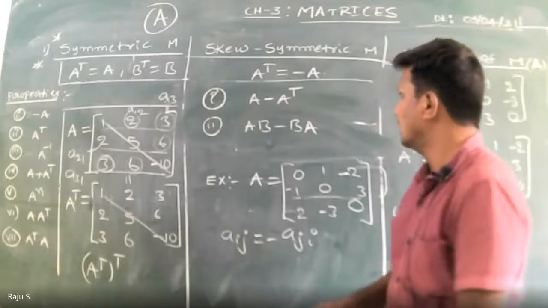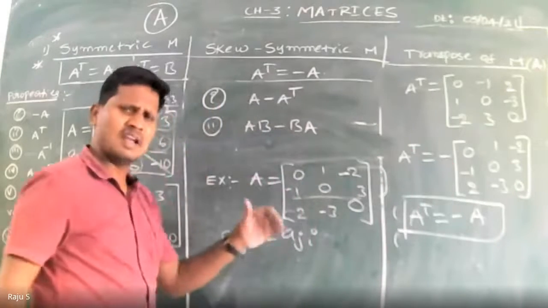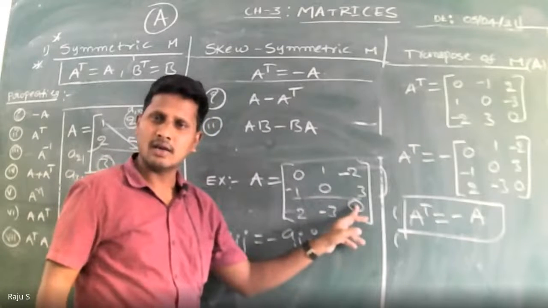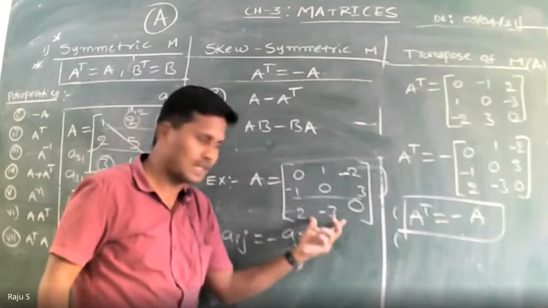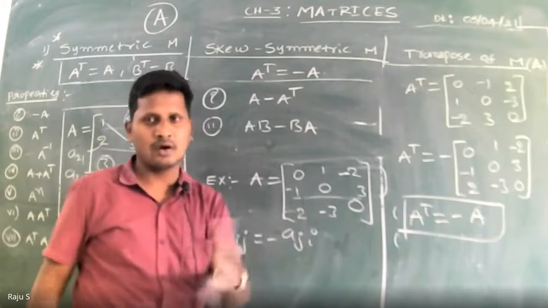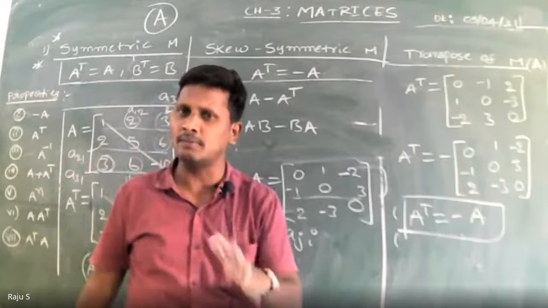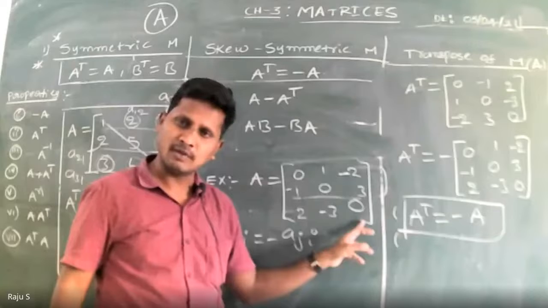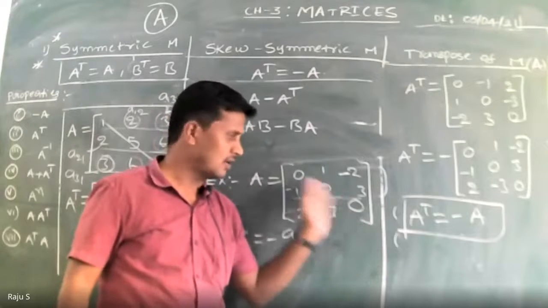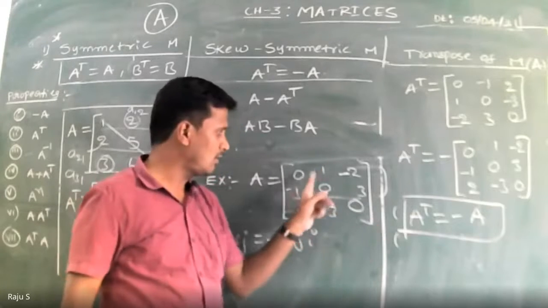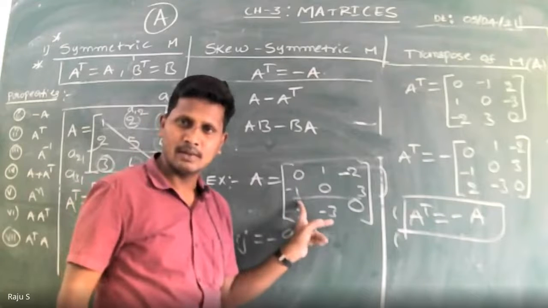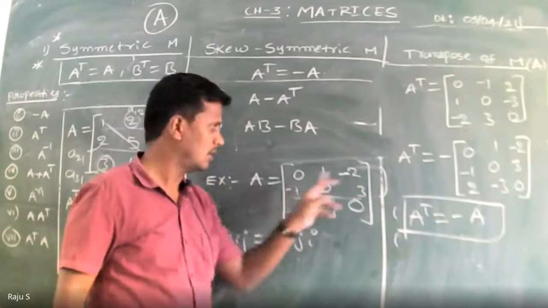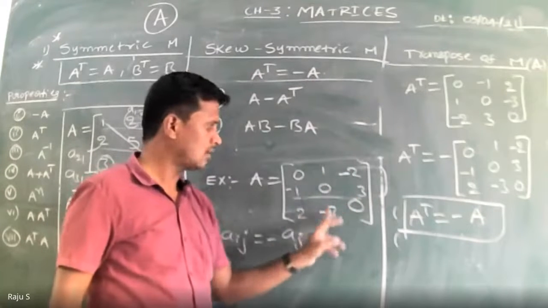We can take n number of examples. First, you have to take the diagonal elements as 0. I have taken 3 by 3, but you can take 4 by 4, 5 by 5, or 2 by 2. When you take 4 by 4 also, first write all diagonal elements as 0. Remaining elements are the same but with opposite sign. Plus 1, minus 1. Minus 2, plus 2. 3, minus 3.